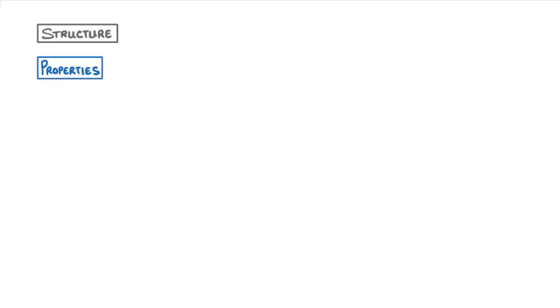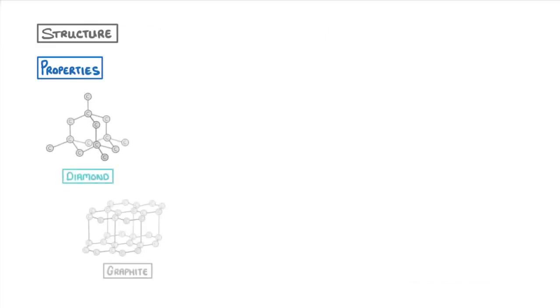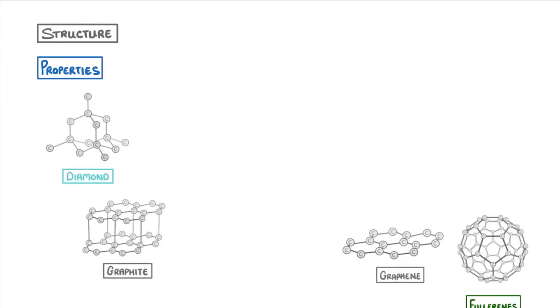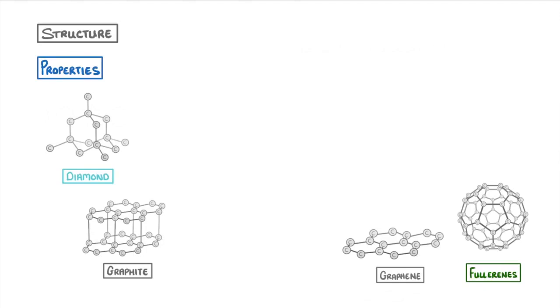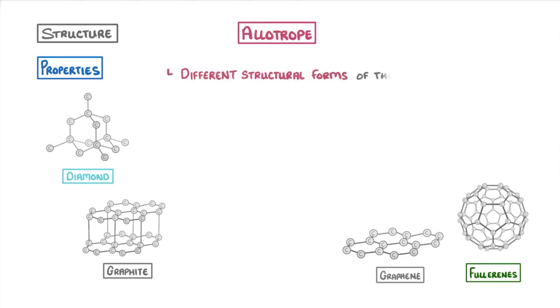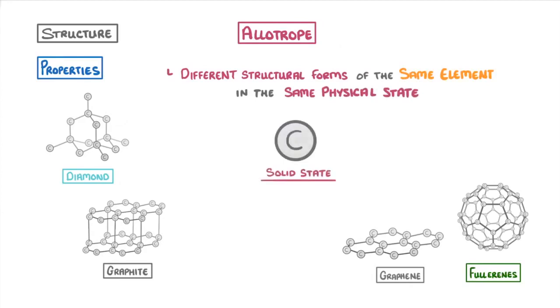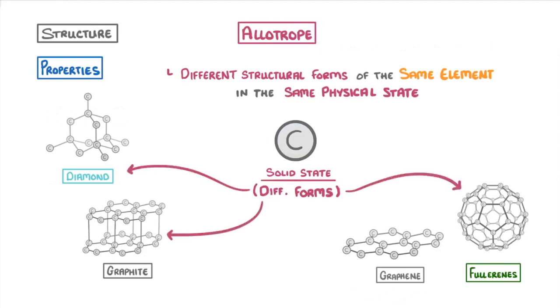Of two allotropes of carbon, diamond and graphite, and we'll consider the other allotropes, graphene and fullerenes, in the next video. First though, you might be wondering what an allotrope is. Basically, allotropes are different structural forms of the same element in the same physical state. So if we consider carbon in the solid state, it can take lots of different forms, like diamond, graphite, or fullerenes. So these are all different allotropes of carbon.